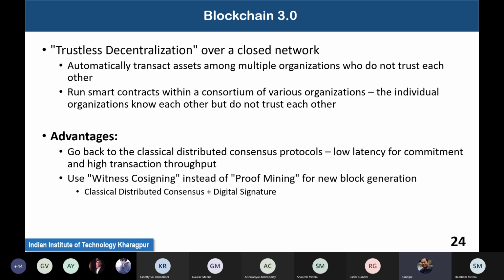So we can use witness cosigning instead of proof mining, and witness cosigning is a very power efficient approach in contrast to proof mining. Those are the kinds of advantages we have. And that way we can utilize smart contracts on top of a closed network to support multiple advanced applications on top of blockchain.